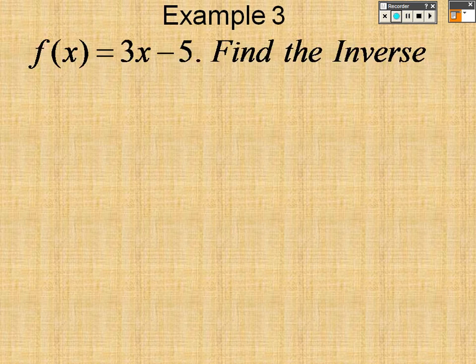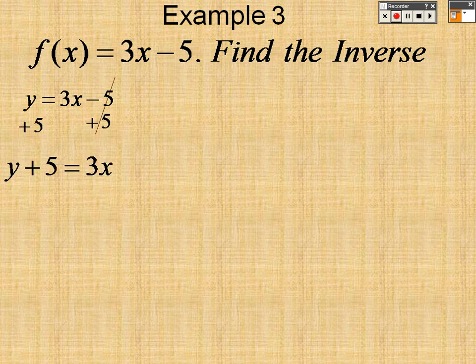So, 3x minus 5, find the inverse. Here's what you do. Instead of it being f of x, you make it y. So, y equals 3x minus 5. Solve this for x. To solve for x, I add 5 to both sides. So, I get y plus 5 equals 3x. Then, divide by 3 on both sides, and I end up getting this as x. So now I know what x equals.